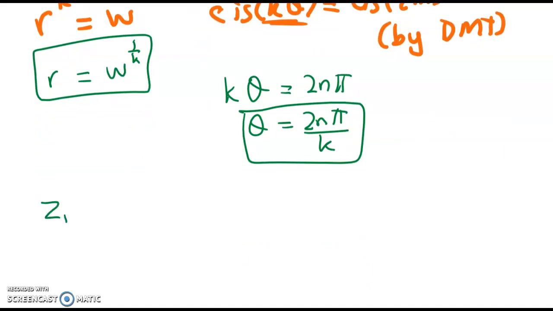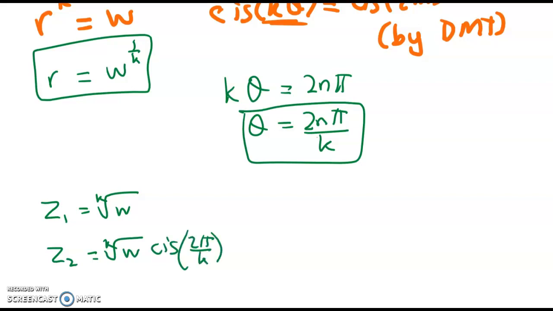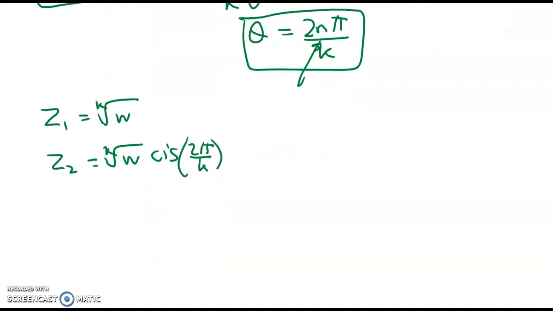So the first root, z1, is equal to the kth root of w. z2 is equal to that times cis of 2 pi on k, right? So I'm substituting in n equals 1 in there. z3 is equal to this.